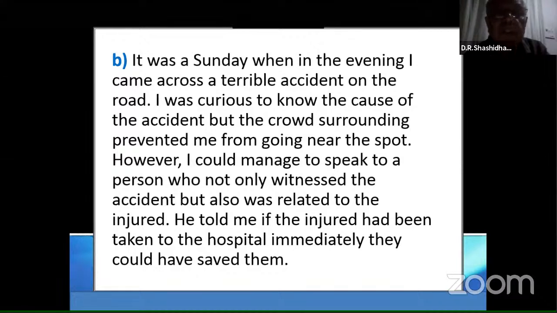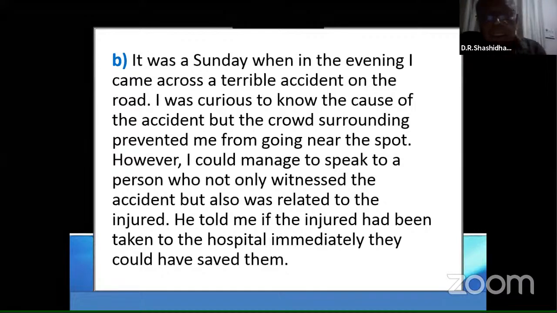"When in the evening I came across a terrible accident on the road." It is a second sentence. I mean, sorry, it's a complex sentence. "I was curious to know the cause of the accident, but the crowd surrounding it prevented me from going near the spot."